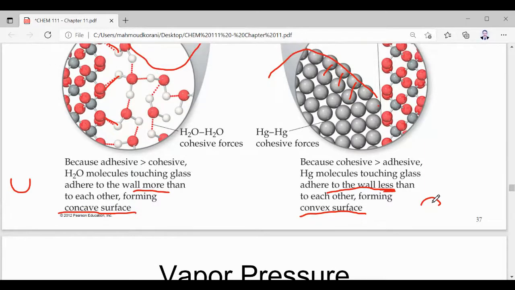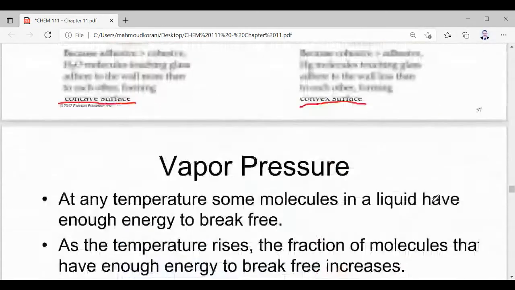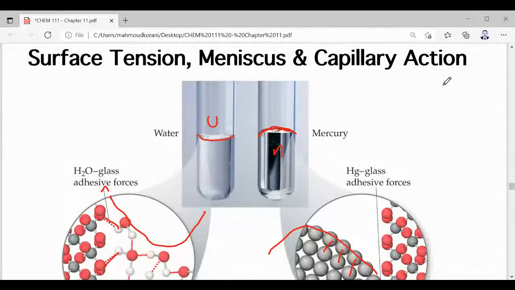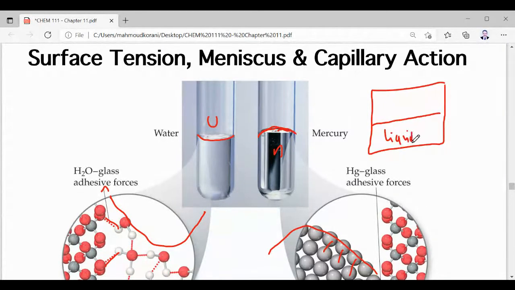Okay, that's great. Now let us go to the vapor pressure. If you have a container that is half filled with liquid, the particles of the liquid are in random motion and have an average kinetic energy. Some molecules are faster than others. The faster molecules can escape to the evacuated space above the liquid and form vapors.